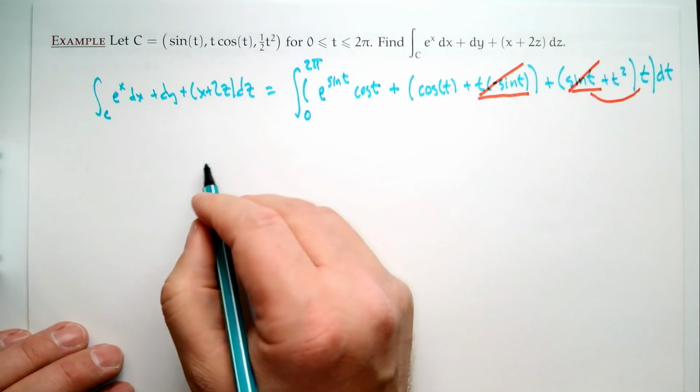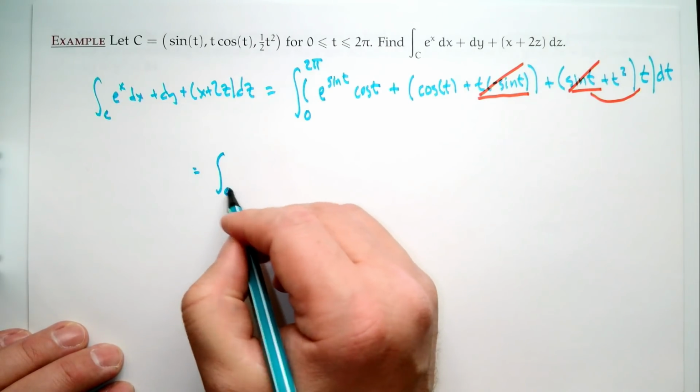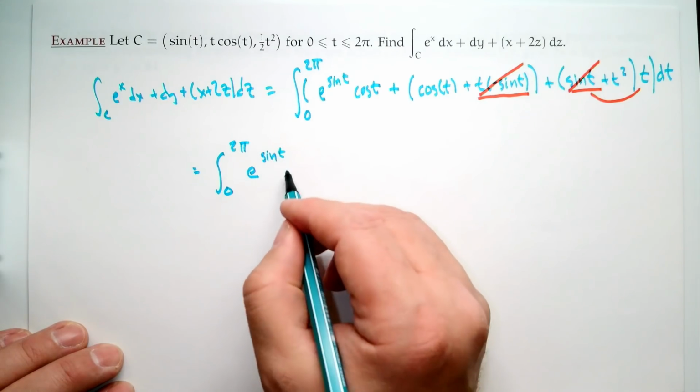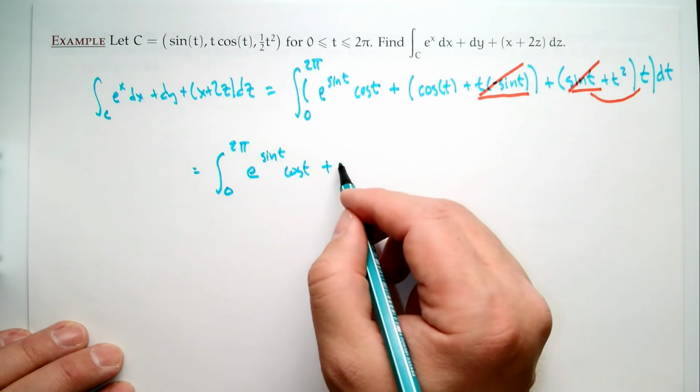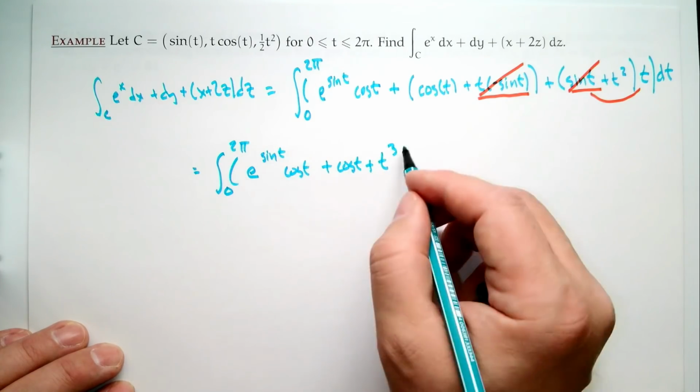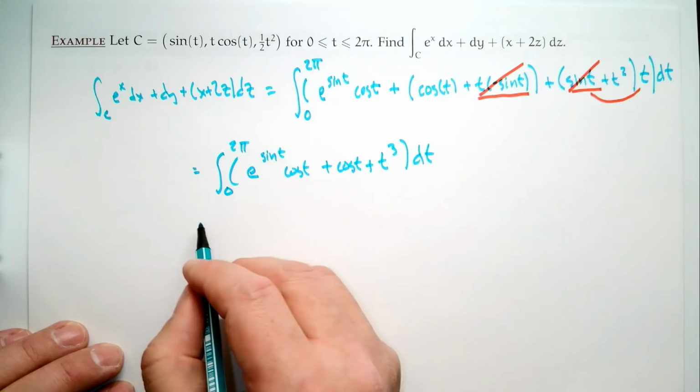So what do we end up with? So we're going to end up with the integral from 0 to 2 pi of e to the sine t, cosine t, plus cosine t, plus t cubed, dt. And at this point, it's really just calc 1.